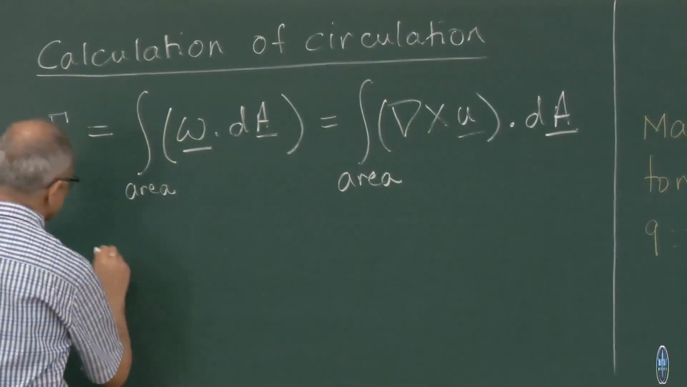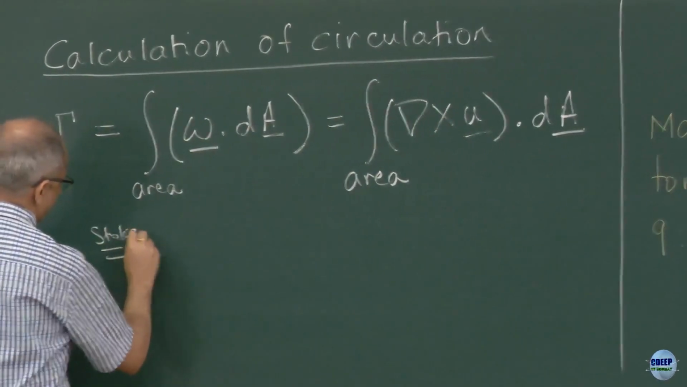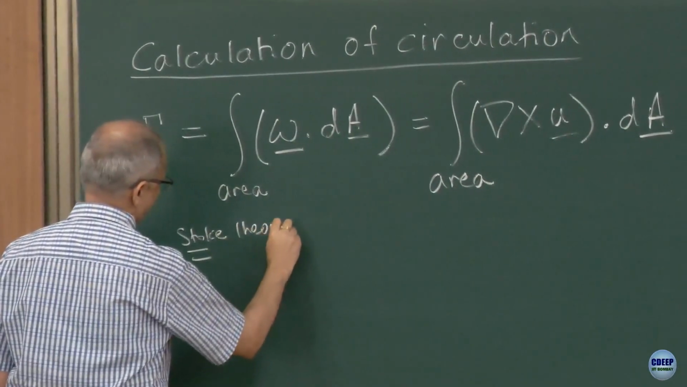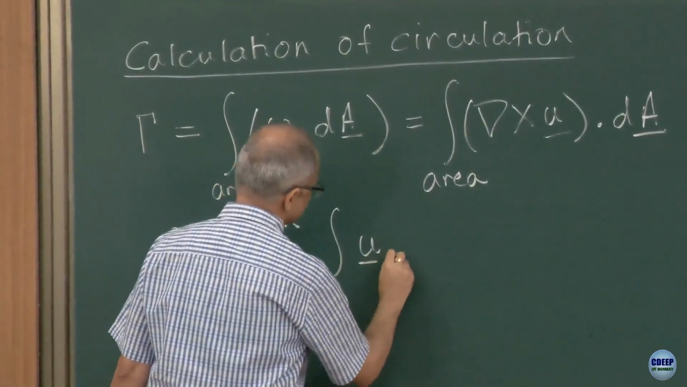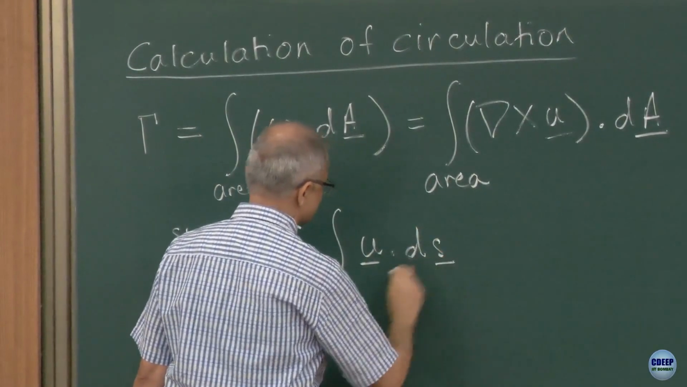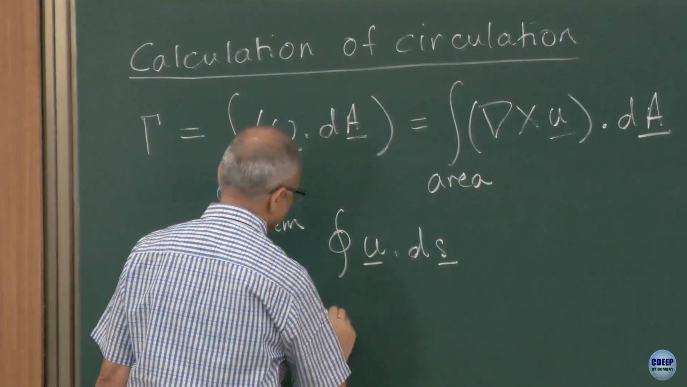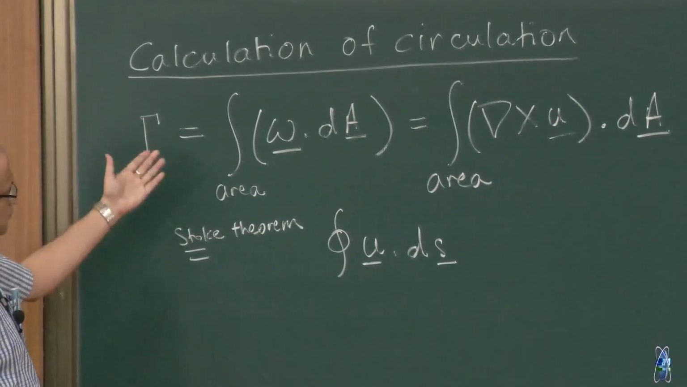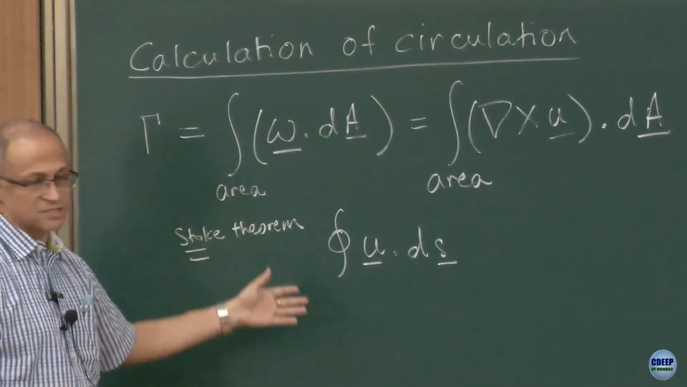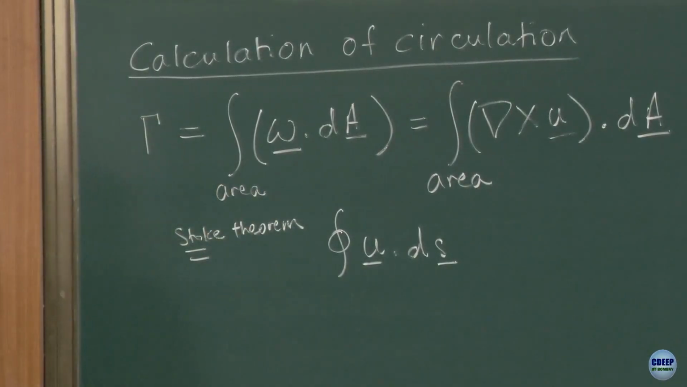But now we are going to use the Stokes theorem, which I am sure you know about. So it becomes u dot ds over a closed path. So now what it means, and in the very first part of the lecture today, we will look at how to use this relationship and what it means.